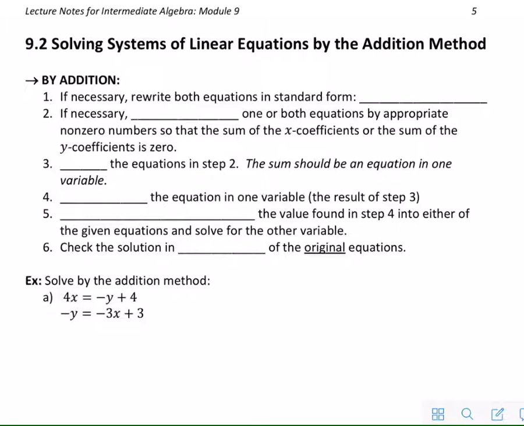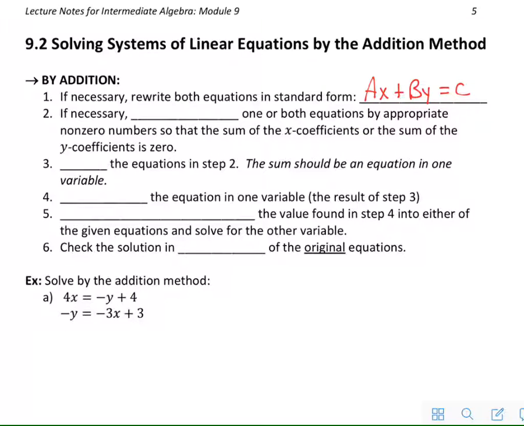Okay, so if necessary, step 1 says to rewrite both equations in what's called standard form: ax plus by equals c. So on this example down here that we're going to do in a second, that's going to be my first step, is I'm going to convert that into ax plus by equals c form. Like on those 2 examples that I did earlier, I had all the x's and y's on one side and all the numbers on the other.